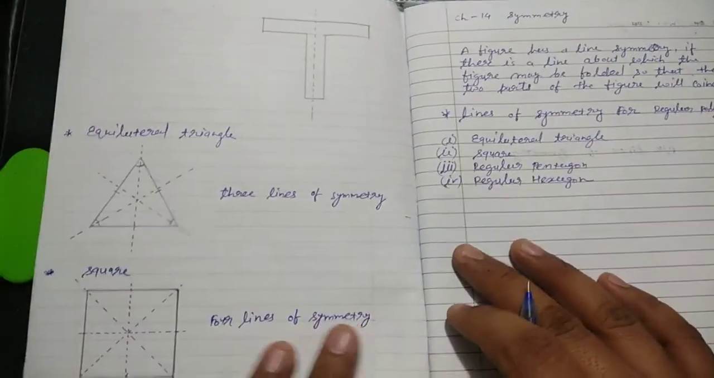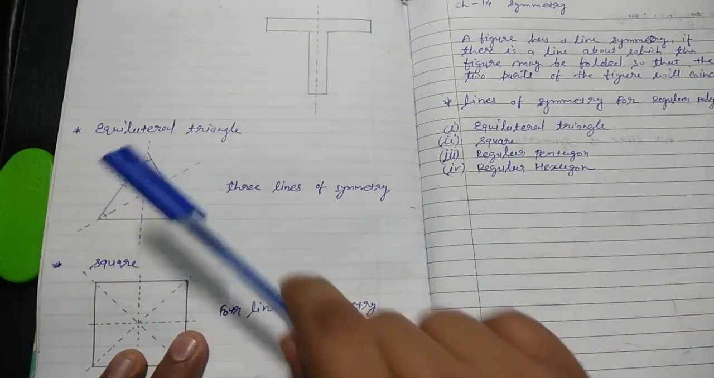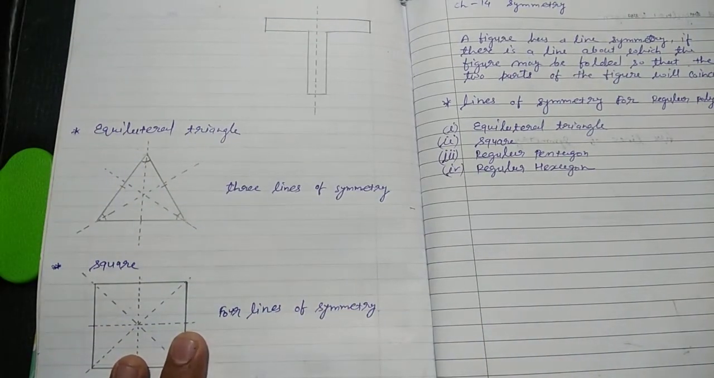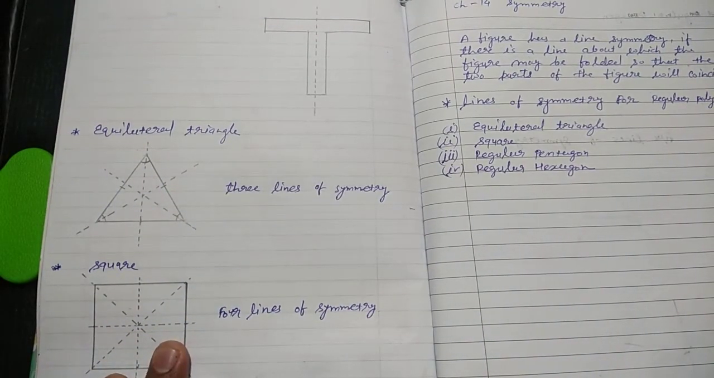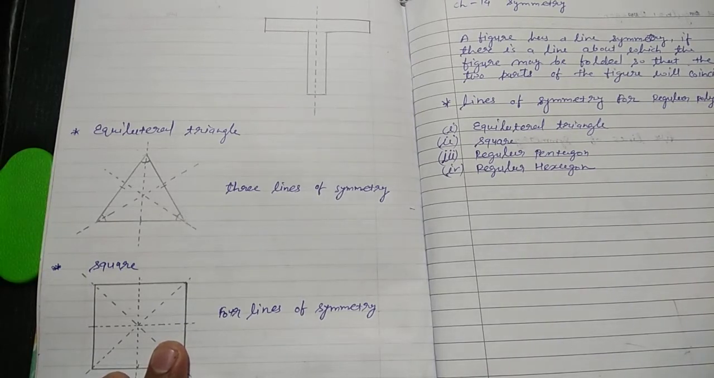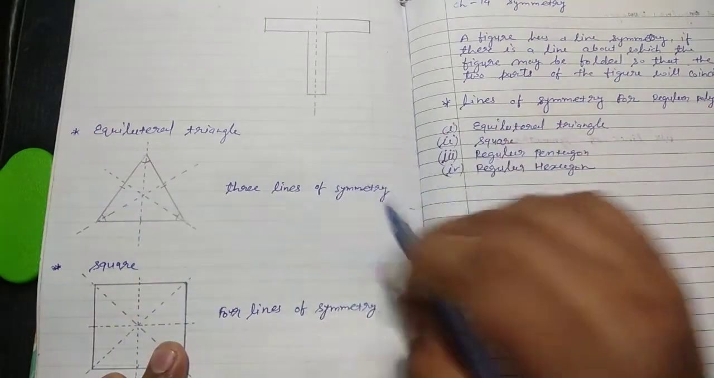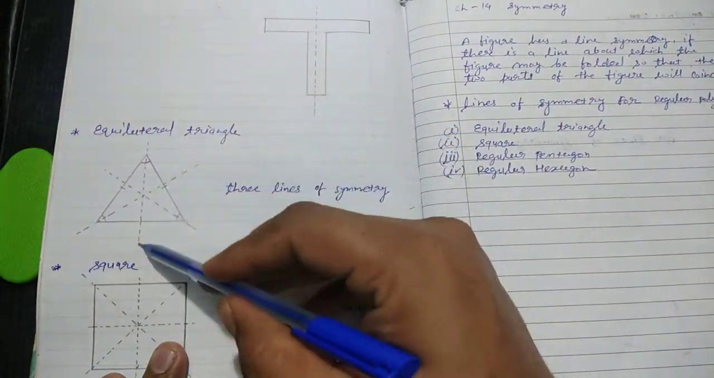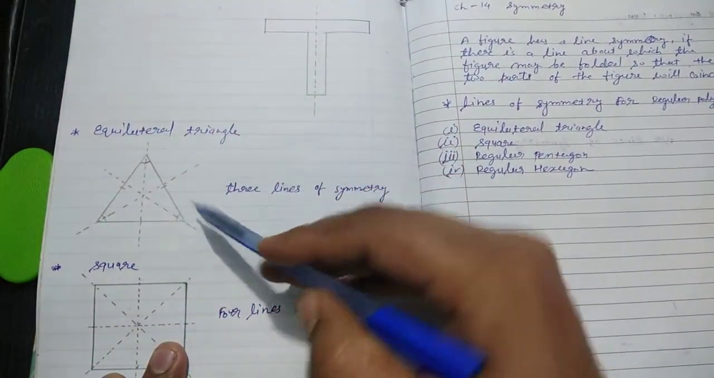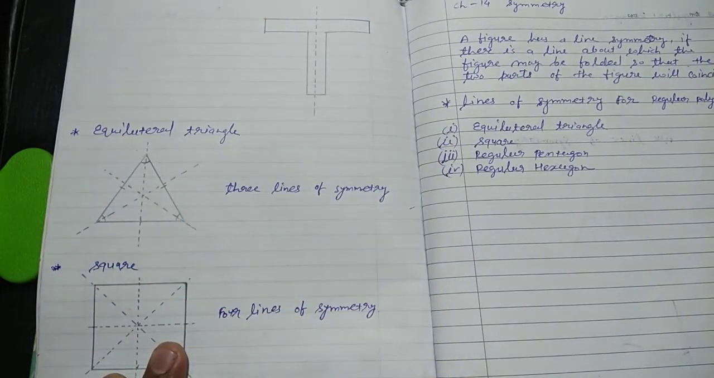So first of all, we will see the equilateral triangle. This equilateral triangle has three lines of symmetry. That means for any shape, you can find more than one line of symmetry. Here in the equilateral triangle, there are three lines of symmetry. One is this one, second this one, and third is this one.